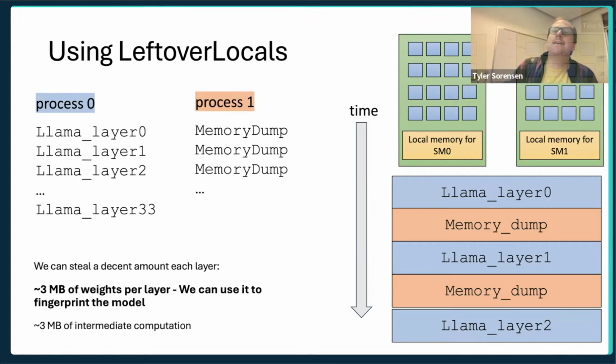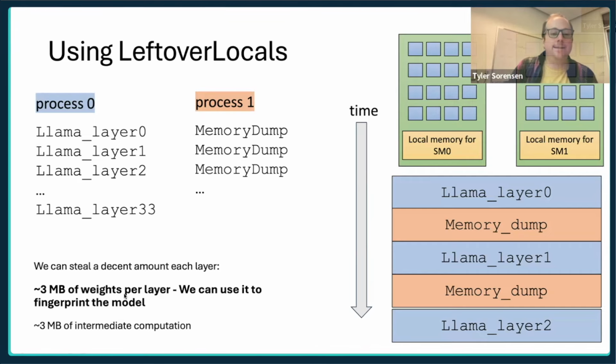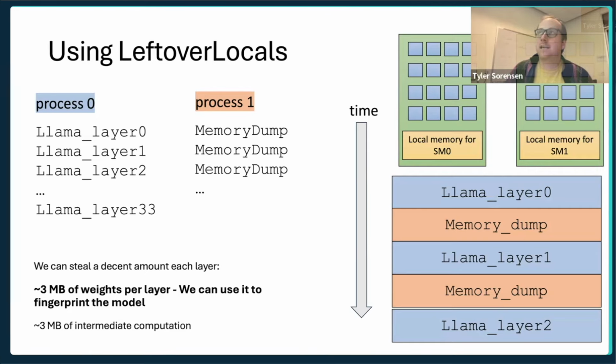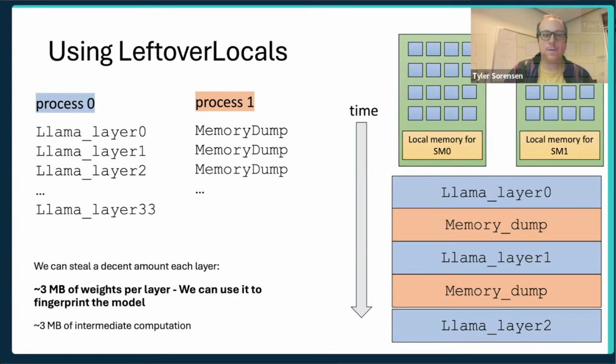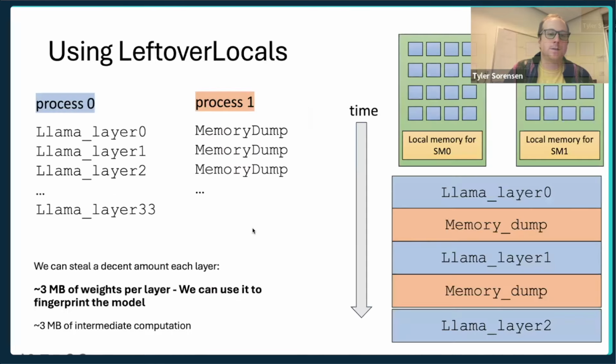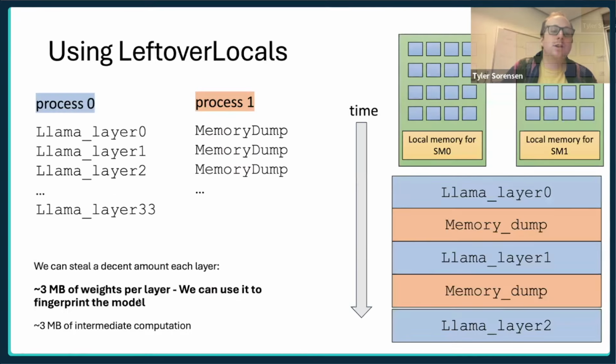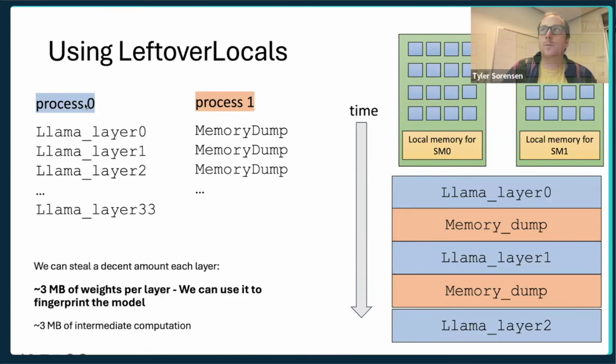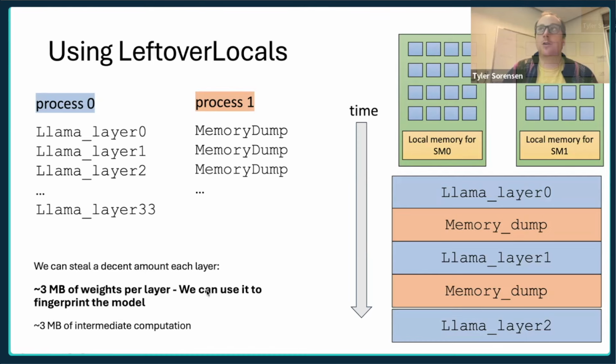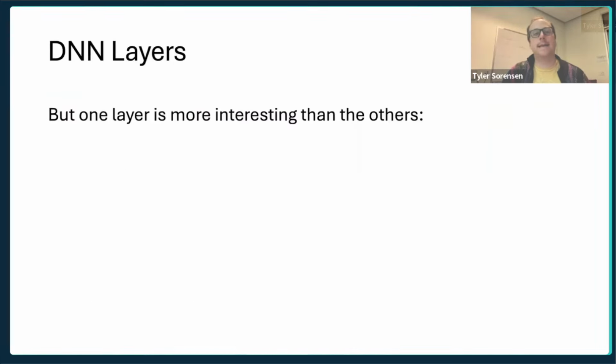But if you are stealing enough weights, you can look at them and ask, do these weights match any patterns of maybe open source models? Essentially, you can use these weights to fingerprint the model. So if process 0 is using an open source model, for example from Hugging Face, you can grab those weights and figure out which model they're using. And that's going to play a part in the final attack.